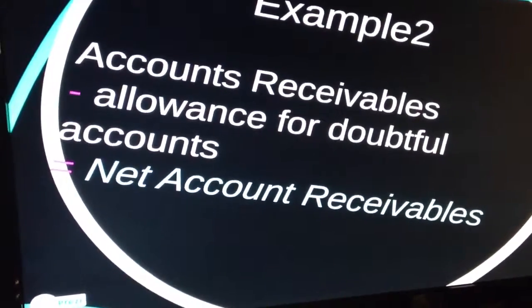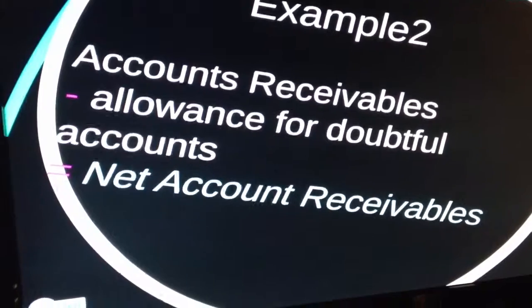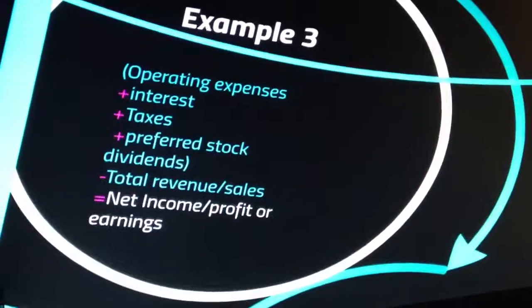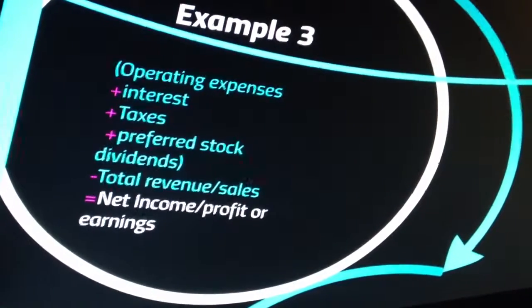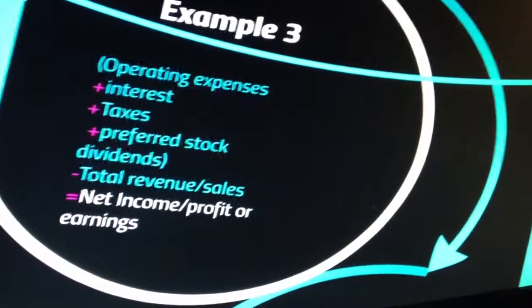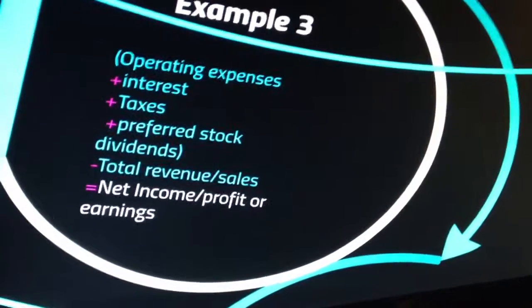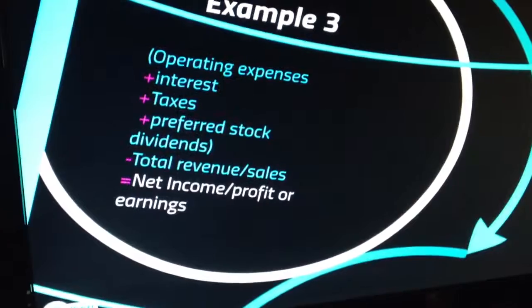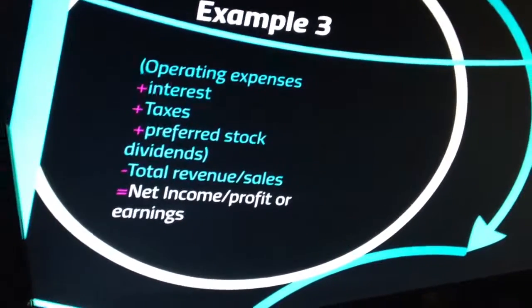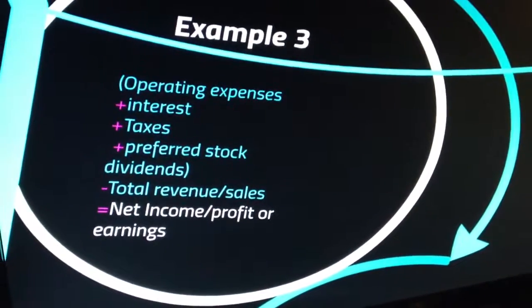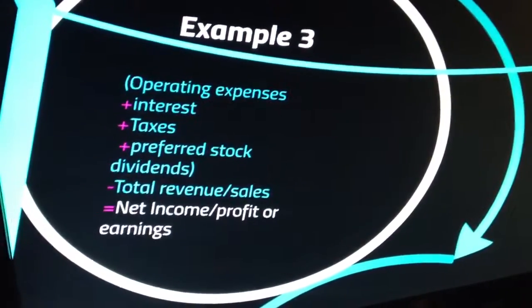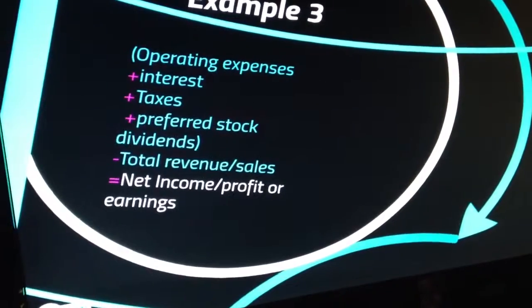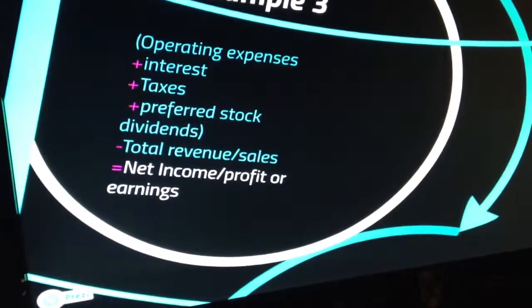Sometimes, people aren't able to pay even though they say that they are. So, example 3 is our net income. So basically, it's our sales minus costs, or total revenue minus total expenses. So right here I have an example. Operating expenses and the interest, the tax, the preferred stock dividends, and you minus that all from your total revenues and sales, and you'll get either net income, profit, or earnings.